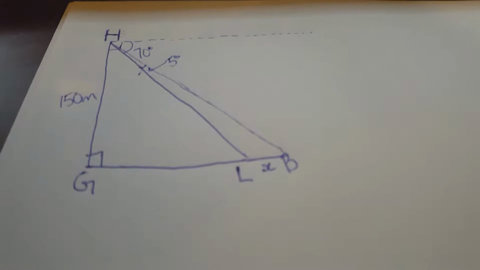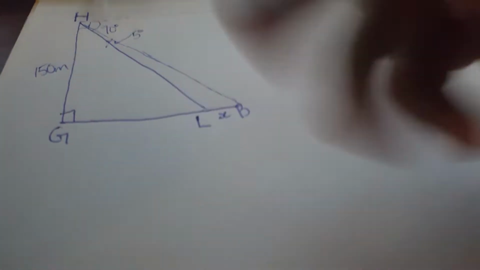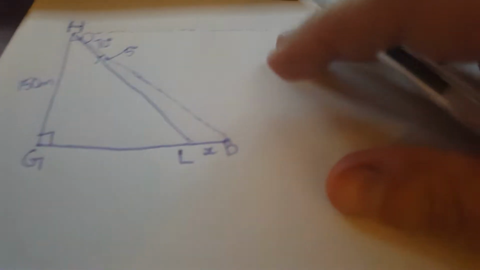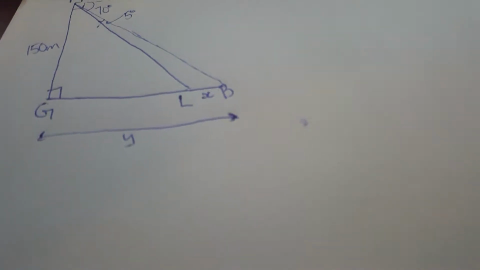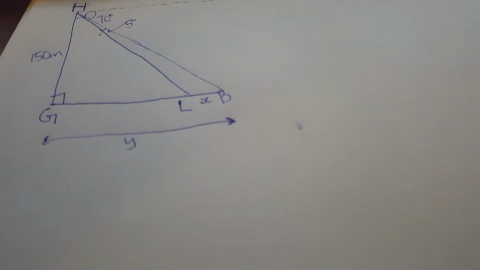So the first thing that you're going to want to find is the length of this whole piece at the bottom. So G all the way to B. So we could say that G all the way to B is Y. And if I find that entire side, then I can find just my smaller portion there. So let's start with finding side Y.